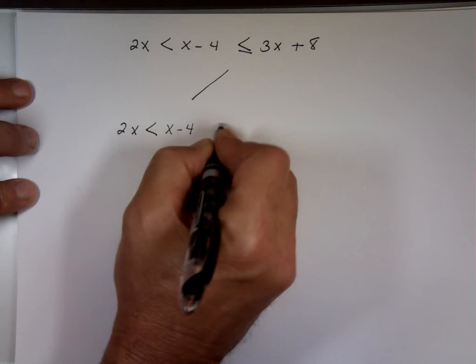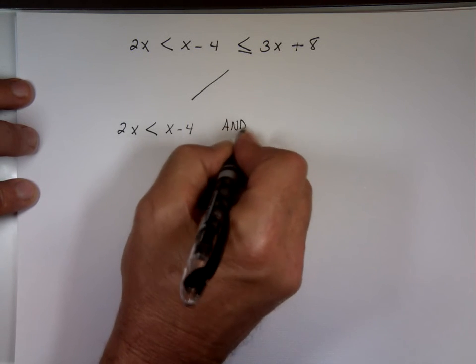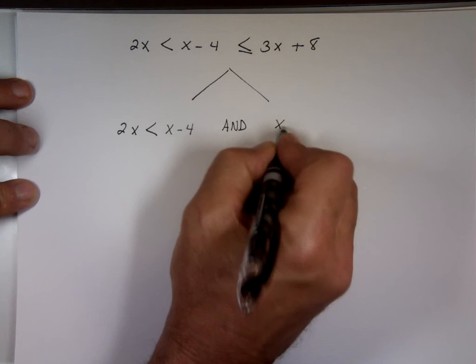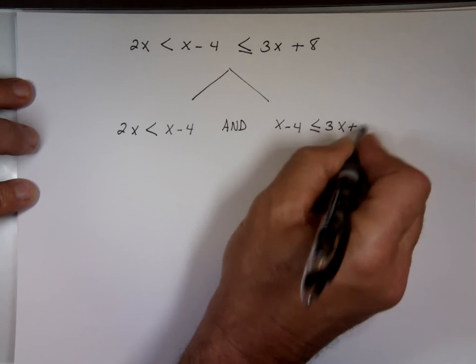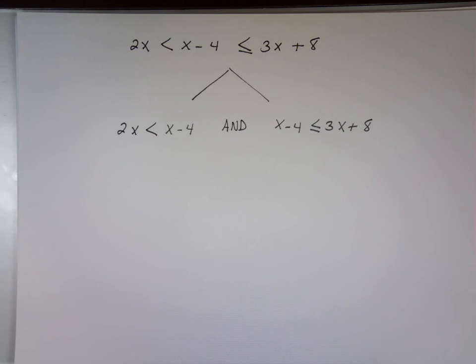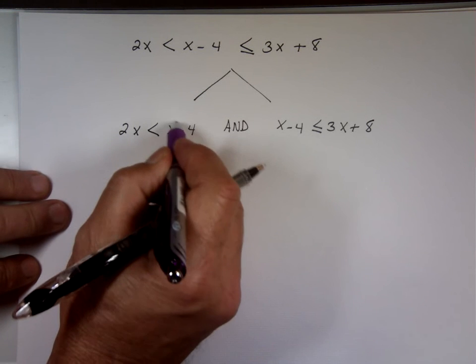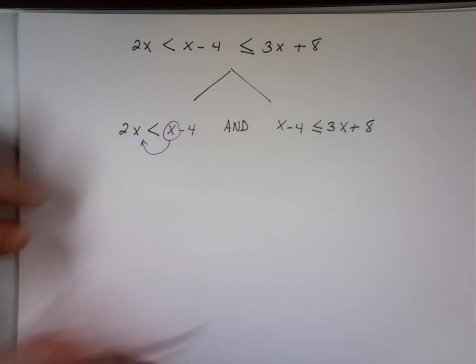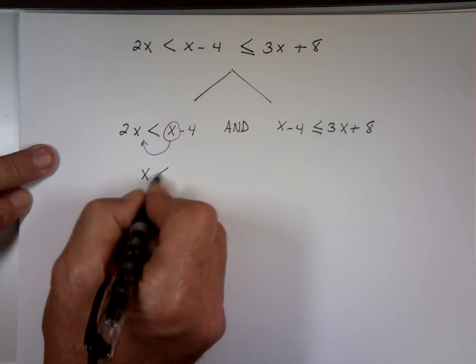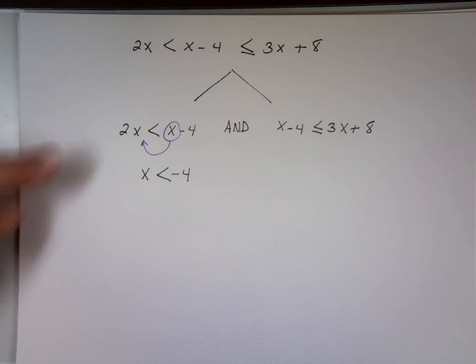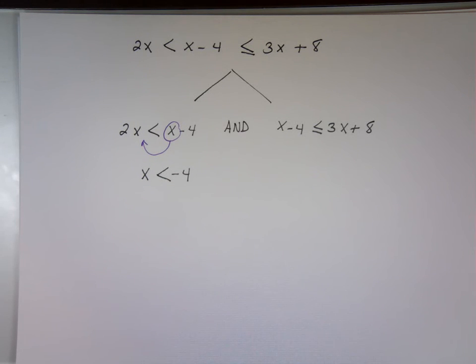Again, that's an AND. X minus 4 less than or equal to what? 3x plus 8. I want all the x's on one side, all the numbers on the opposite side. Take that x to this side. What's 2x minus x? X is less than negative 4. Done with this one.